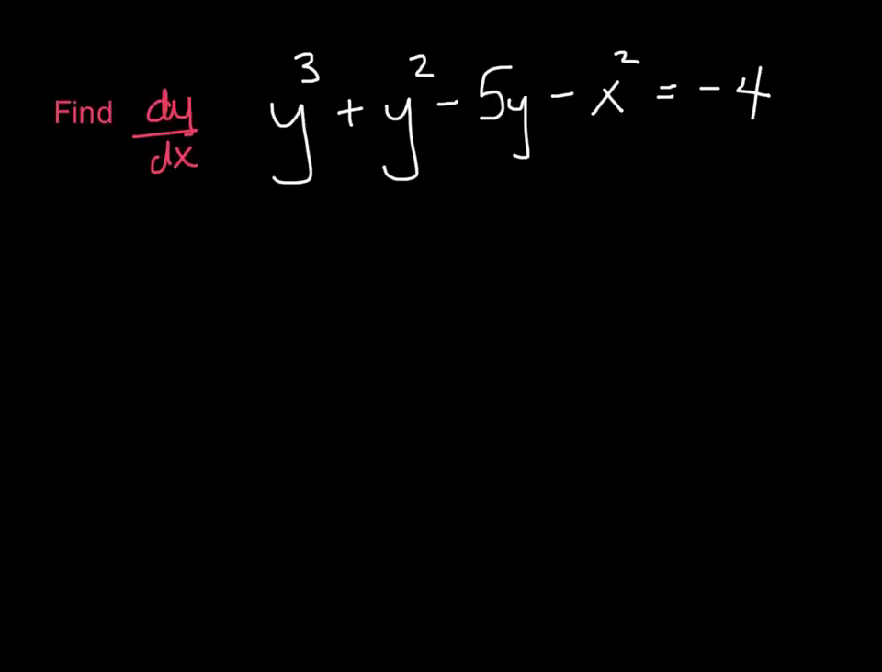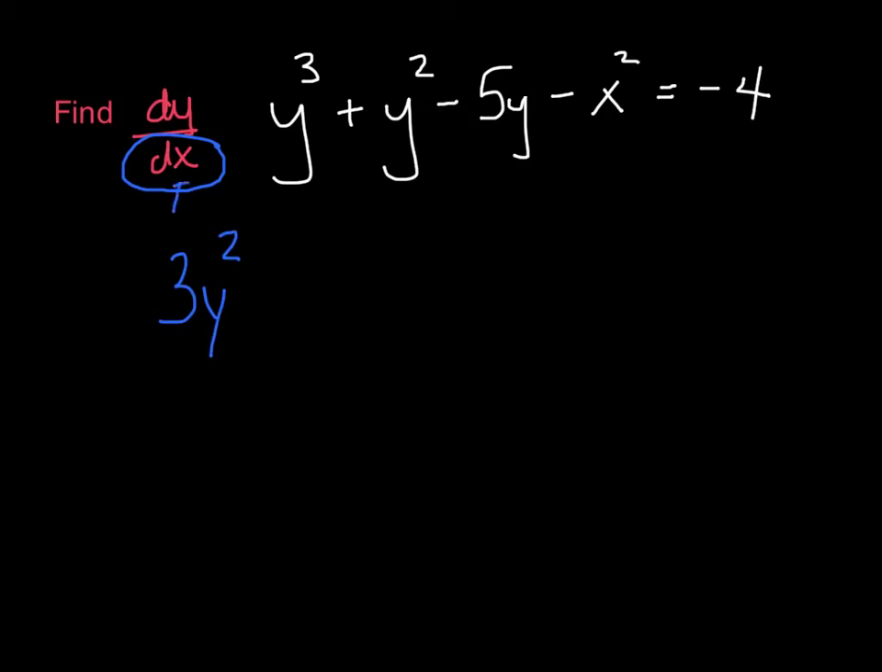Example 1. Find dy dx given y cubed plus y squared minus 5y minus x squared equals negative 4. So let's just follow our guidelines. Differentiate both sides with respect to x. Now remember, I'm doing it with respect to x, so if it doesn't have an x, we're going to put in that dy dx. So the derivative of y cubed is simply 3y squared.